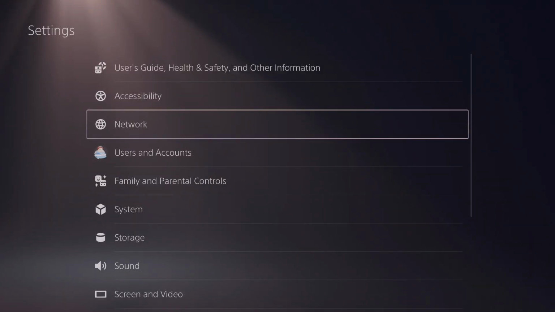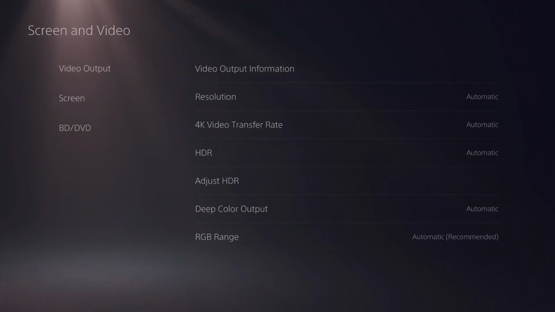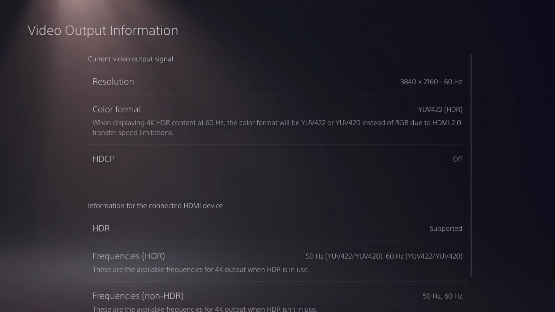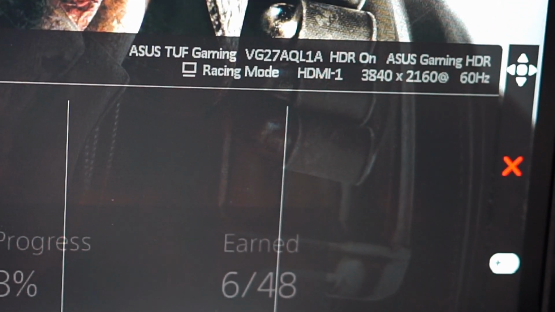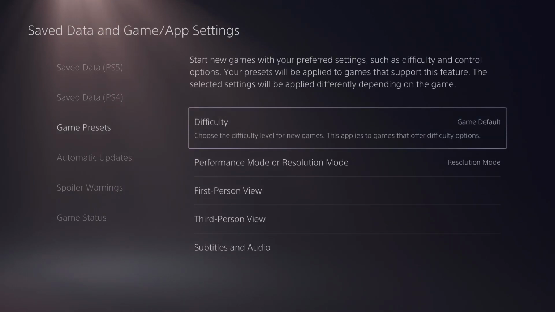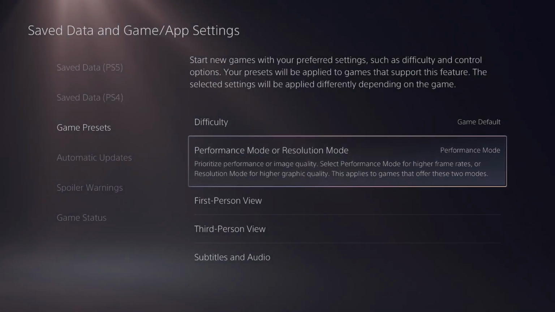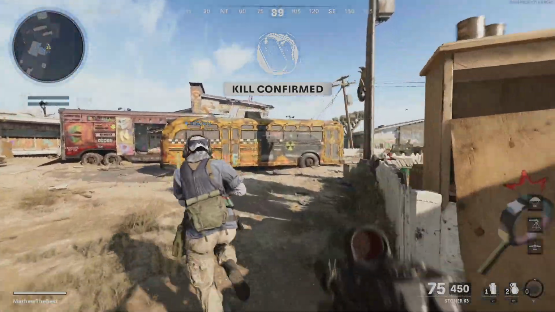Even during the game, I verified to make sure that the PlayStation was outputting in 4K resolution and not 1080p. And I even went over and checked the monitor to make sure that it also was outputting at 4K resolution and not something else. Then I closed the game, changed the settings to performance mode, that way it defaulted to 1080p 120 FPS, and I did the exact same thing.